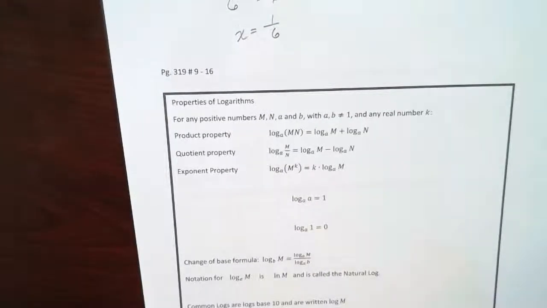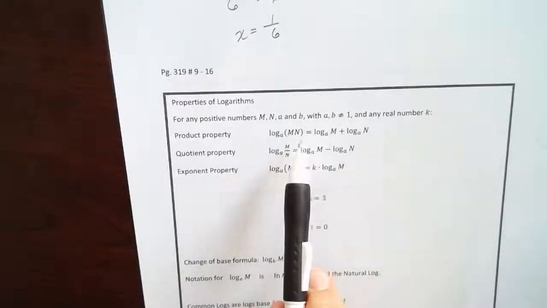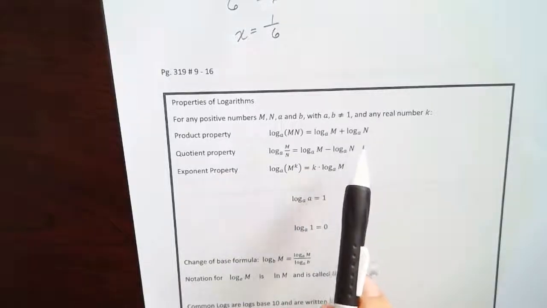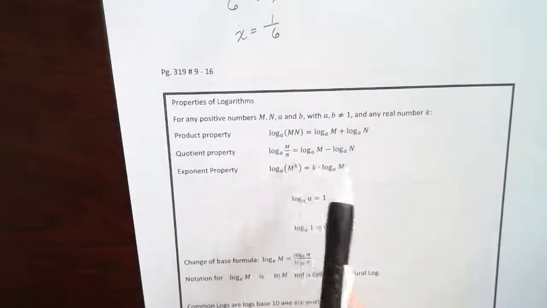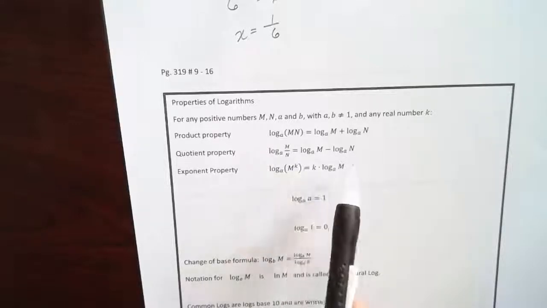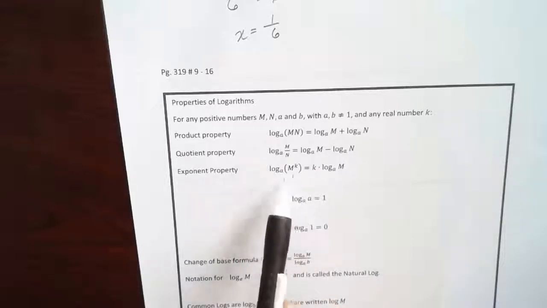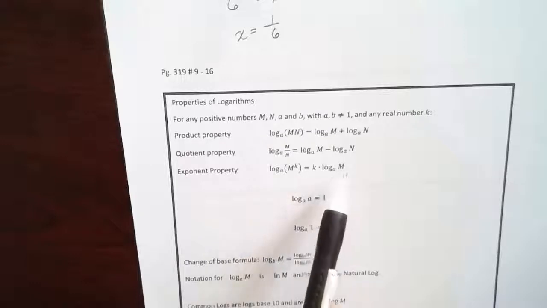Properties of logarithms, if you recall. If you have a product that you are taking the logarithm of, you can split it into a sum of the logarithms of its factors. If you have a quotient, you are able to split it into the difference of the logarithm of the numerator and denominator. If you have a log with the argument raised to a power, the power actually comes out front as a factor, and log base a of m to the k is the same as k times log base a of just m.